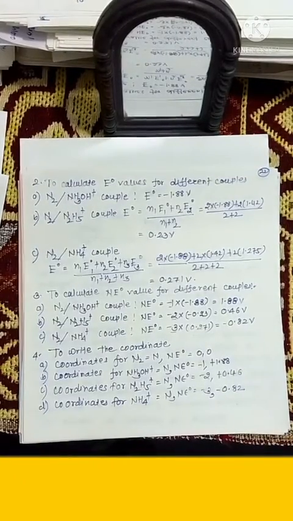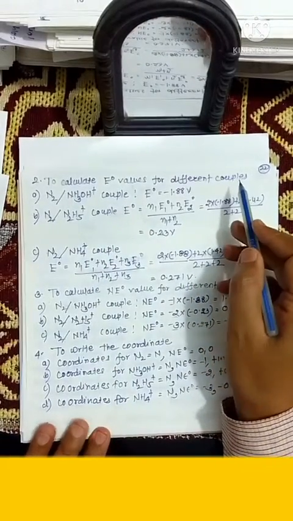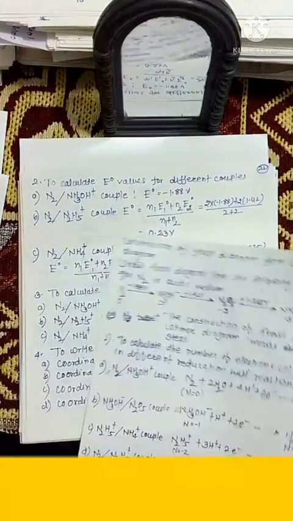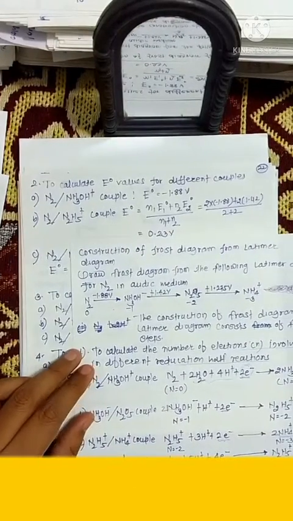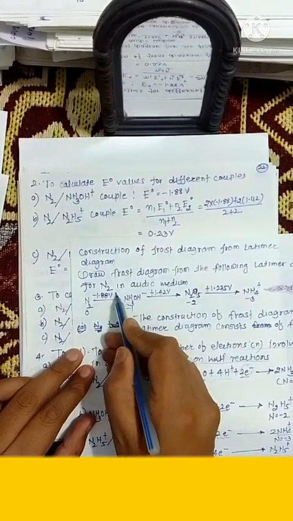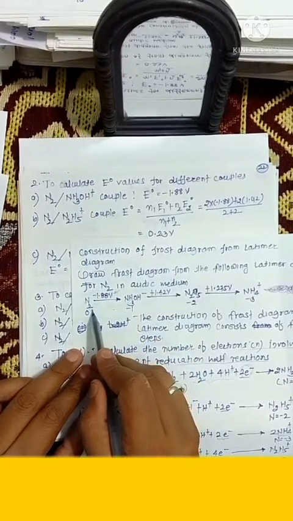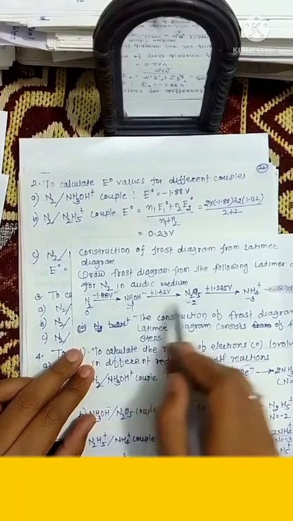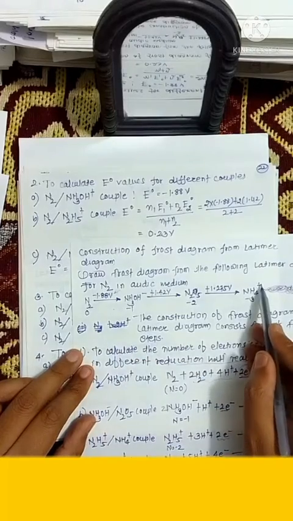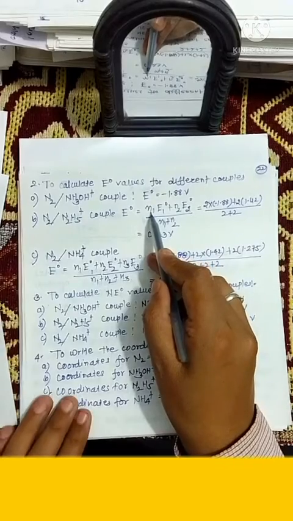Now in the second step we have to calculate E0 values for different couples. The E0 value for this couple is already given, that is N2 to NH3OH plus, its E0 value is minus 1.88. Now we have to calculate the E0 value for the N2 to N2H5 plus couple and the N2 to NH4 plus couple. So by using this formula we can calculate it.